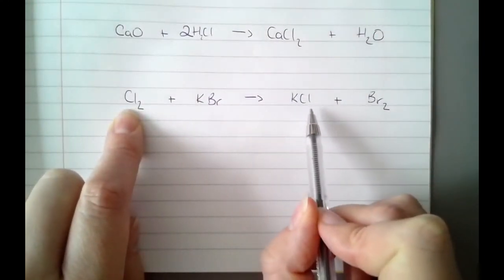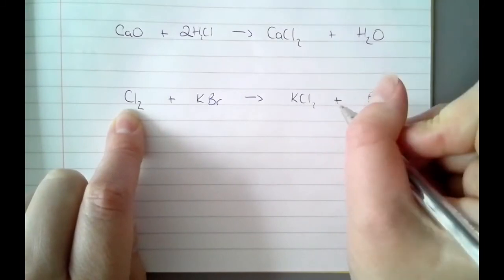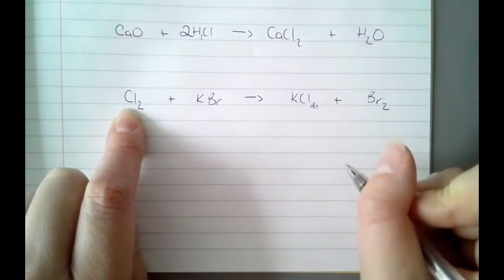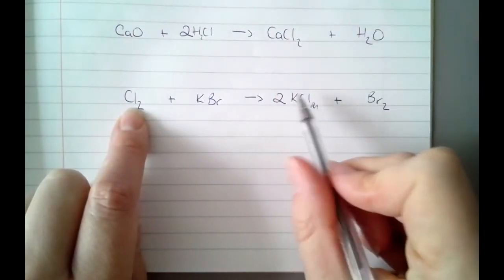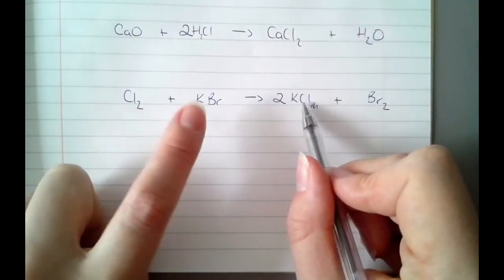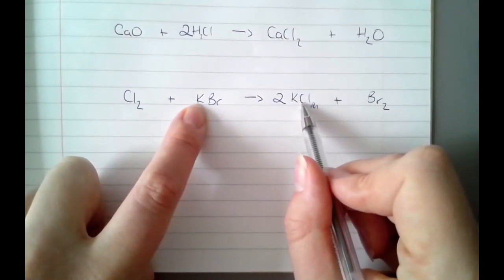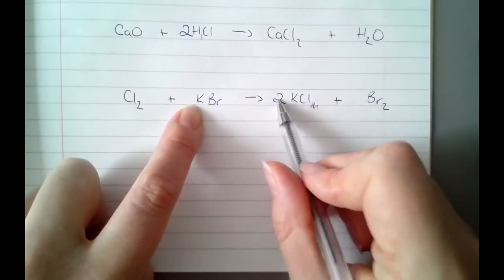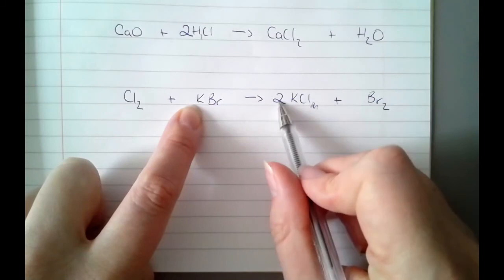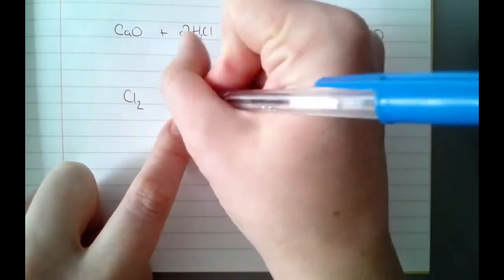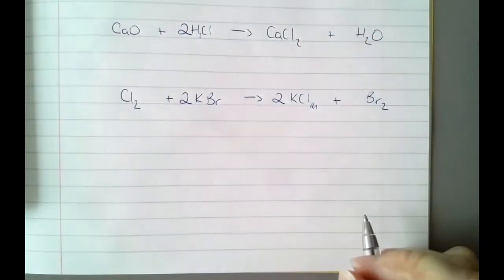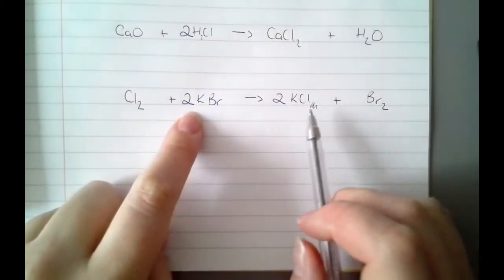If we look at the last one here, I've got 2 chlorines on the left, but I've only got 1 on the right. Again, I cannot just stick a 2 there. That's not how balancing works. I need to use a big number. I need to put it at the front. Now I've got 2 chlorines on the left and 2 chlorines on the right. Next one I come to is potassium. I've got 1 potassium on the left, but now I've got 2 potassiums on the right. That big 2 refers to the potassium and the chlorine, which means I'm going to need to put 2 potassiums on the left-hand side. Now I've got 2 of each.